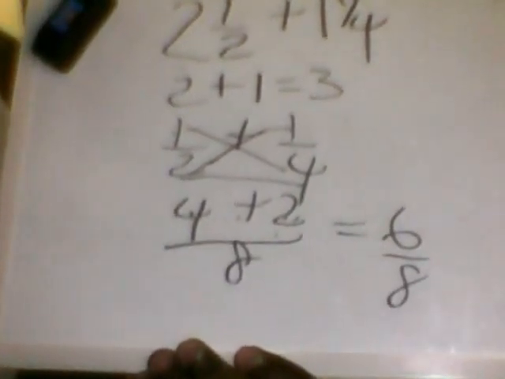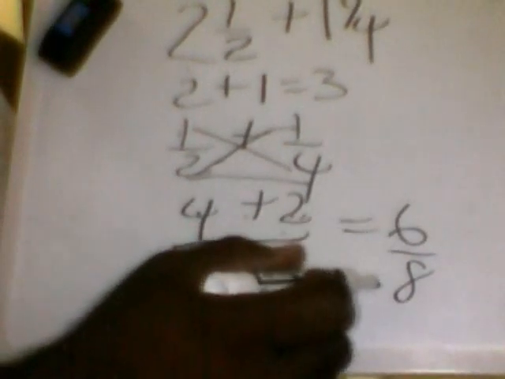Now this 6/8 can be written in its lowest terms. Do you remember how we write 6/8 in its lowest terms? You find the highest common factor of 6 and 8, then use that number to divide both numbers. The highest common factor of 6 and 8 is 2. So we divide both numbers by 2. 2 in the 6 gives us 3, and 2 in the 8 gives us 4. And then with our whole number, we have 3 and 3/4. So that is another way of doing this question.